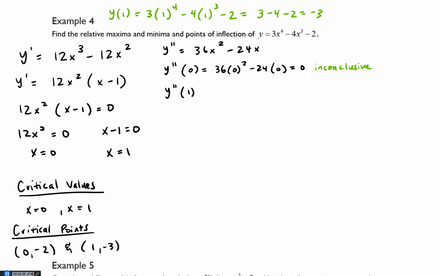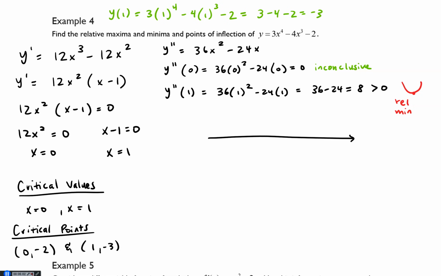So y double prime of 1 is equal to 36 times 1 squared minus 24 times 1, which is just 36 minus 24, and that is equal to 8, which is positive. And so at 1, that means it's going to be concave up, and we have a relative minimum at x equals 1. However, again, we'll still need to use the first derivative test for 0. So let's make our sign diagram.